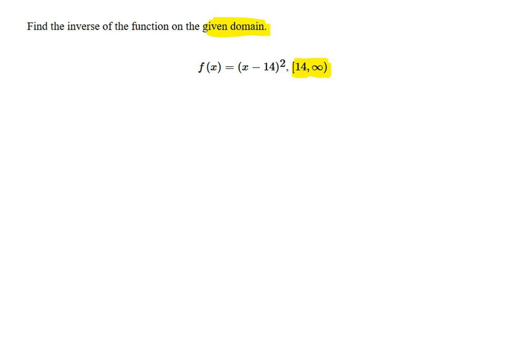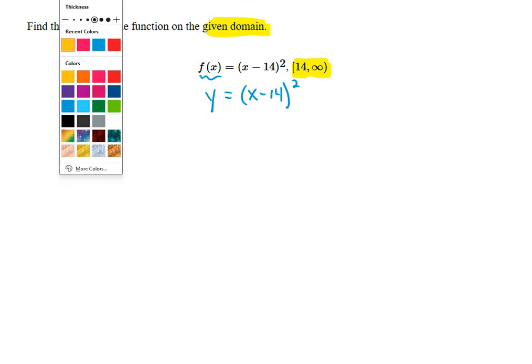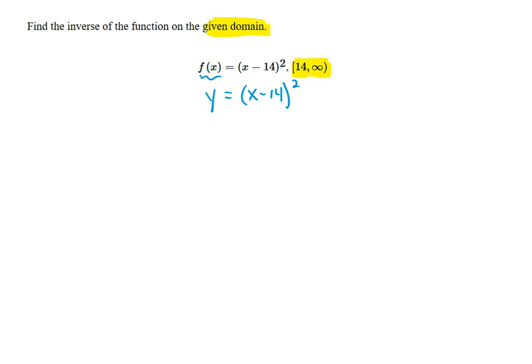Now, remember that when you're doing these, f of x is the same thing as y. So we have y equals (x minus 14) squared. Now, when you're doing an inverse function, what you do is you put the x where the y is and the y where the x is to begin with. And then you solve this for y.